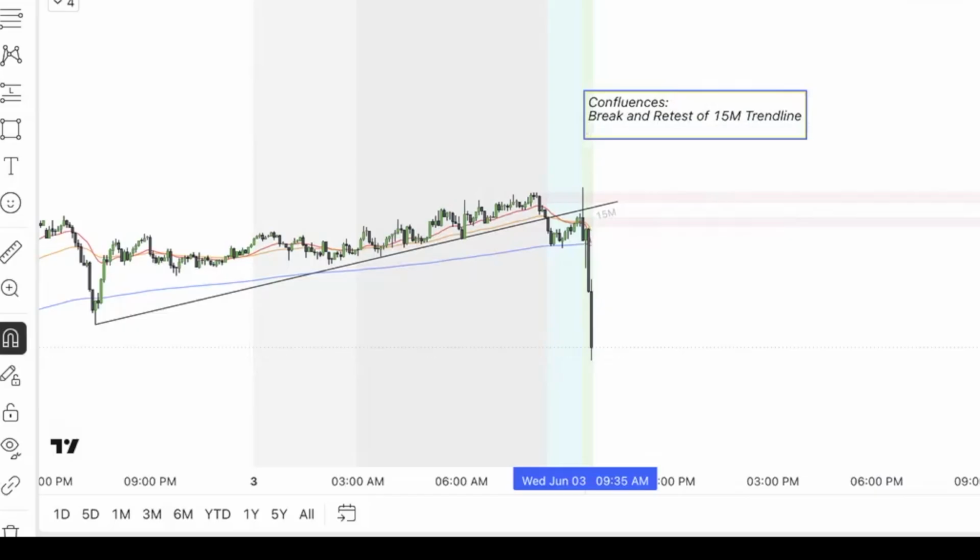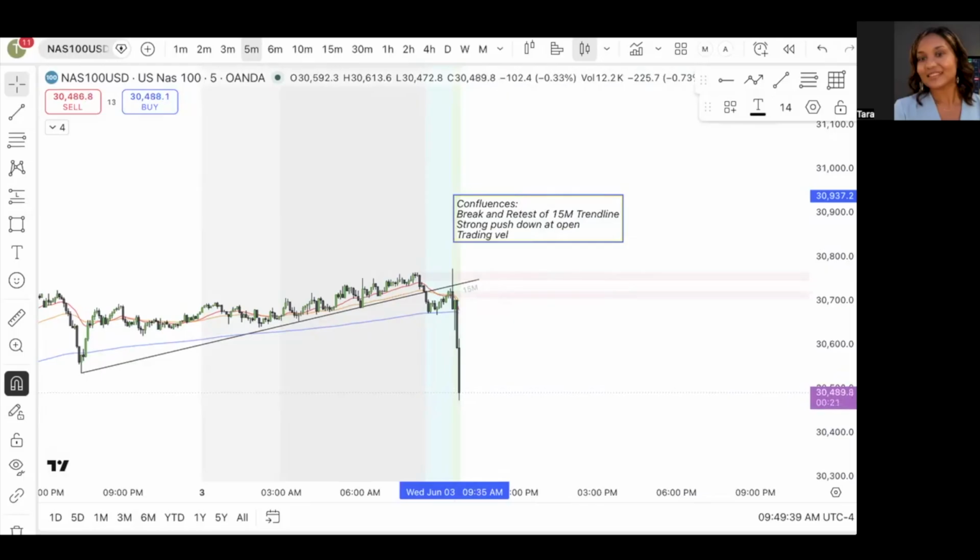Okay, and so these are our confluences. Okay, we have a break and retest of the 15-minute trend line. We noticed that there was a strong push down at open, and we kind of wicked up into that supply zone at the top. And we're also trading below the EMAs. And we can see that there was some liquidity below. Okay, and now it's time to review.